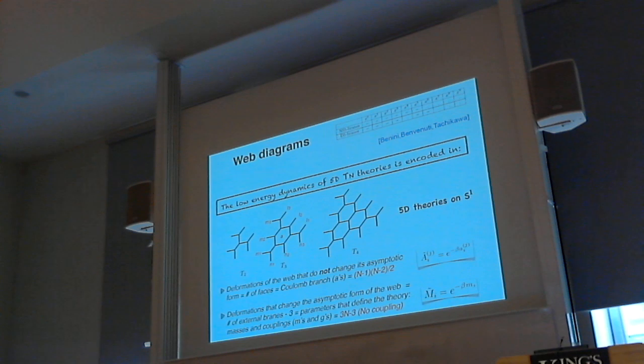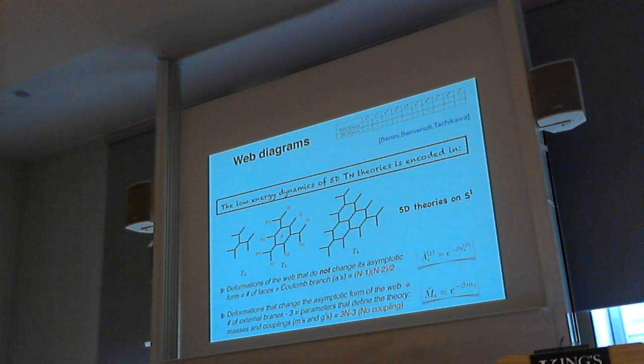And these theories, the low-energy theory of them can be captured by web diagrams in general that you can draw on a plane. For the particular ones that I care about, that they are supposed to capture the low-energy dynamics of the TN theories, here, they are here for you. They were written down by Benini and Zafrir, and they were written down by checking some very simple symmetries and some very simple counting arguments.